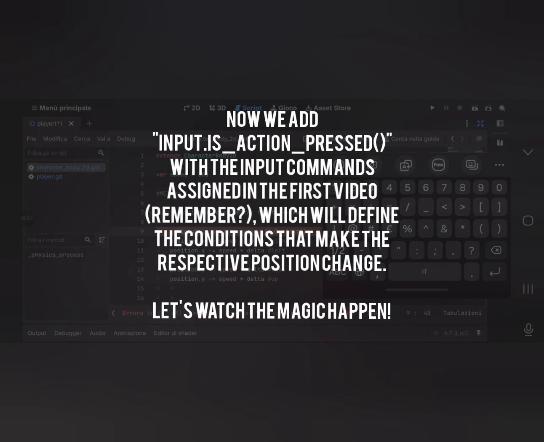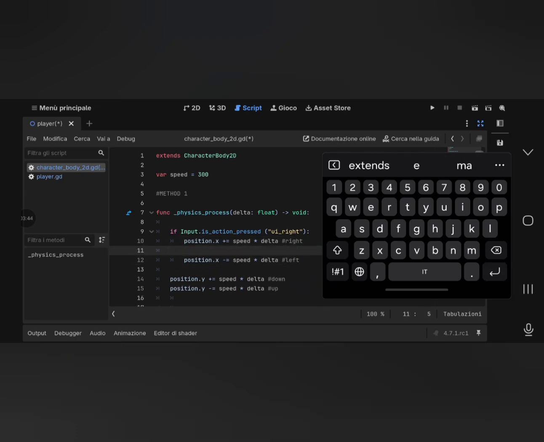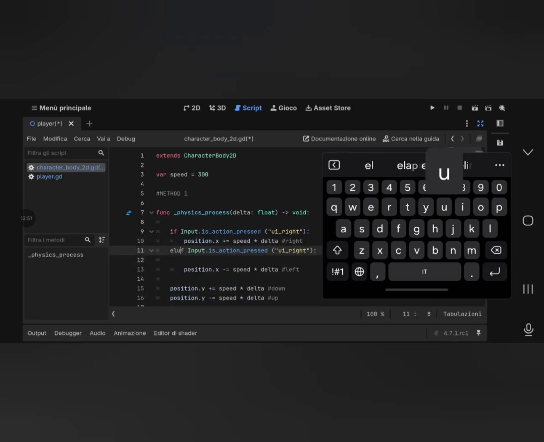Now we add Input.is_action_pressed, with the input commands assigned in the first video, remember, which will define the conditions that make the respective position change. Let's watch the magic happen.